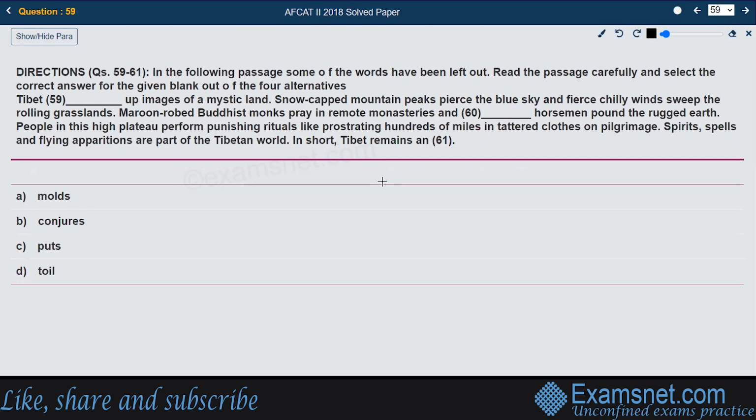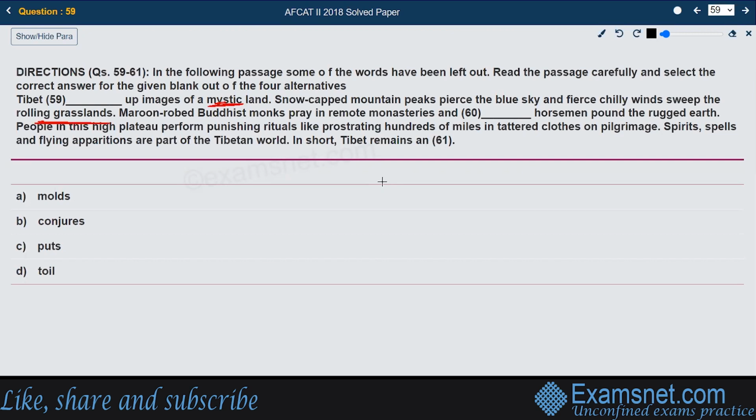So the first one is question number 59. What does it say? Let's read the paragraph. Tibet dash up images of a mystic land. Mystic means something mysterious. Snow-capped mountain peaks pierce, which means insert. The blue sky and fierce chilly winds sweep the rolling grassland.